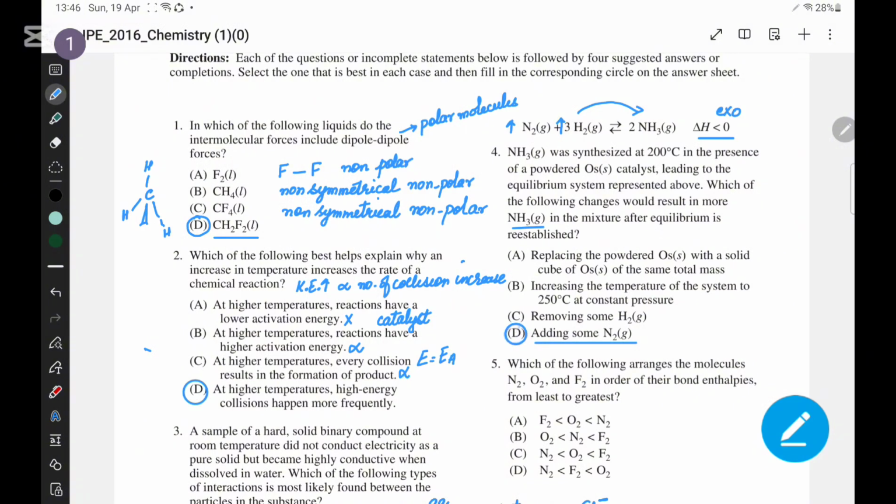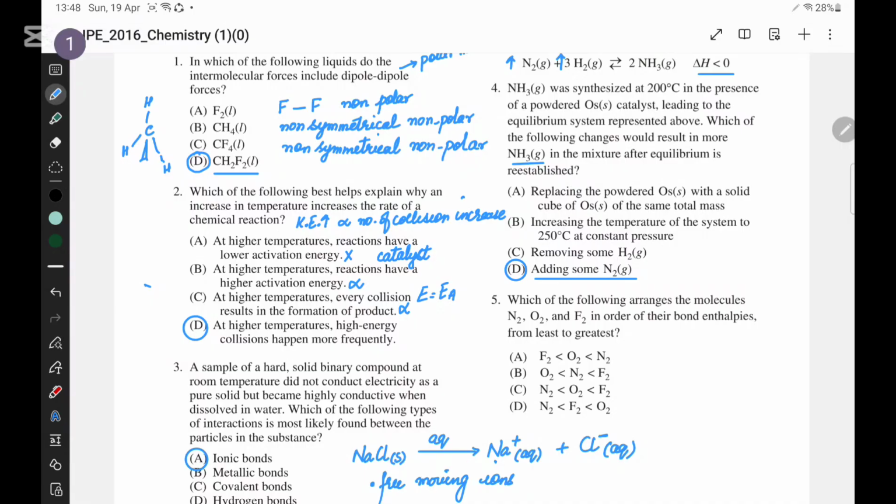Now they are saying, which of the following arranges the molecules N2, O2 and F2 in order of their bond enthalpies. Bond enthalpy is the energy required to break a bond.